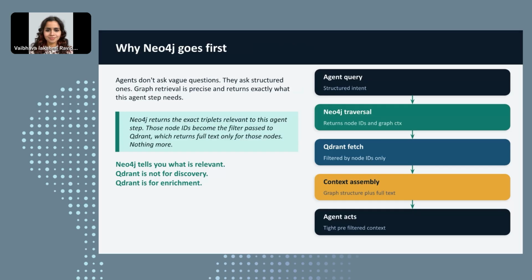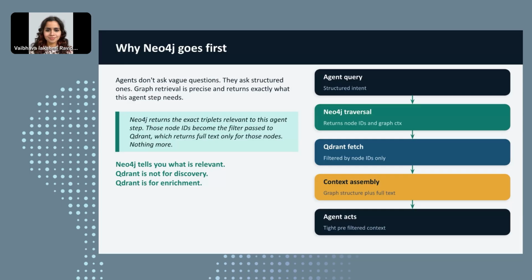So I would like to cover why exactly Neo4j goes first. This is the part of the architecture that I think is the most commonly misunderstood. So I want to be direct. Agents basically do not ask vague questions. They ask structured ones. Like, give me all tasks that depend on this specific task. Or, show me every entity this agent has discovered. Or, which incidents are unresolved as of today. So these are structured questions. Graph retrieval handles them precisely and immediately.